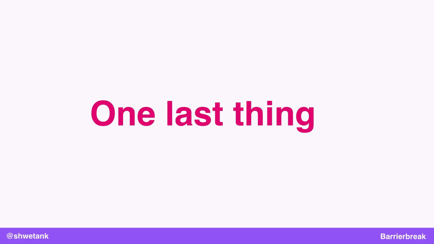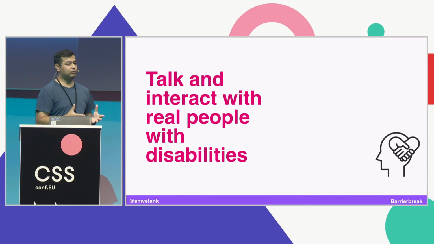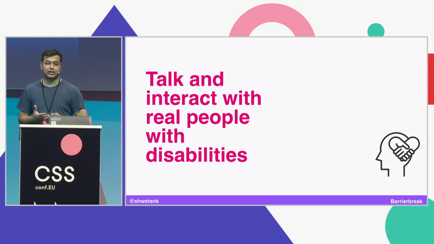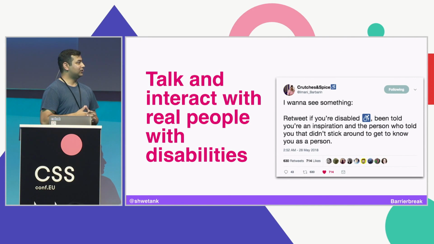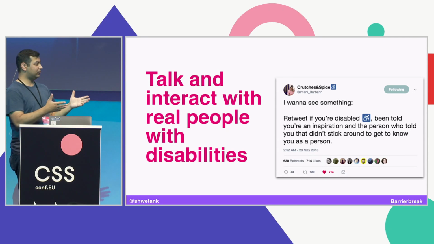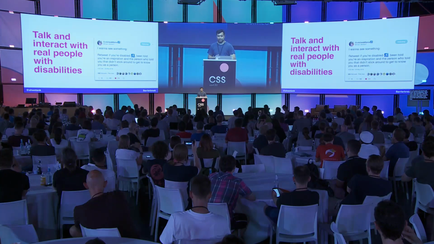And one last thing that I'll leave you with is that none of this actually matters if you don't talk with people and interact with people with real disabilities. That's really, really important. I like this tweet, which says, I want to see something. Retweet if you're disabled and being told you're an inspiration, and the person who told you didn't stick around to get to know you as a person. Which is really true. It got like 630 retweets by the time I screenshotted this. And yeah, that's a big thing.